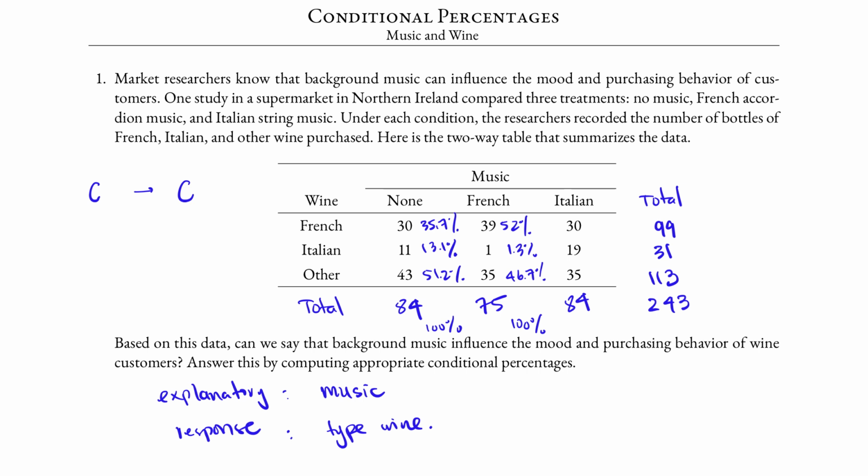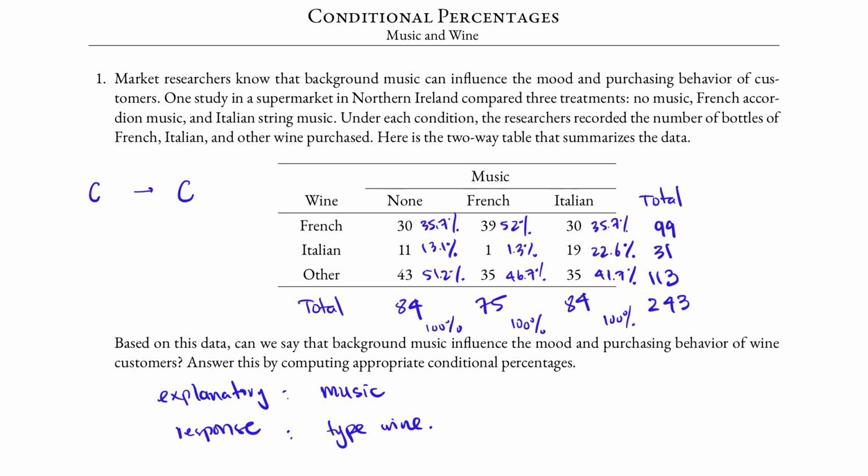And for the last column, we take 30 divided by 84, 19 divided by 84, 35 divided by 84, and we will get 35.7%. 19 divided by 84 is 22.6%, and 35 divided by 84 is 41.7%. The total should add up equal to 100%.